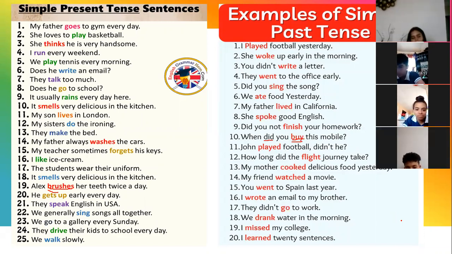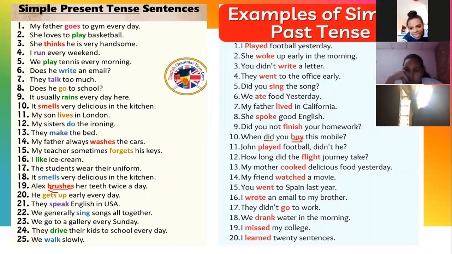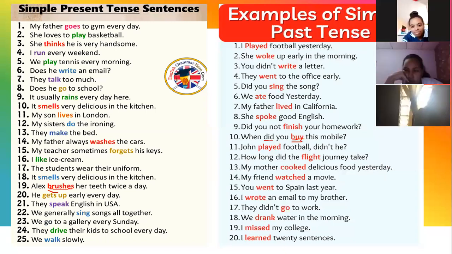Yes, you, lady. Please read number 4 in the chart of the simple past tense. Number 4, simple past tense. They went to the office early.